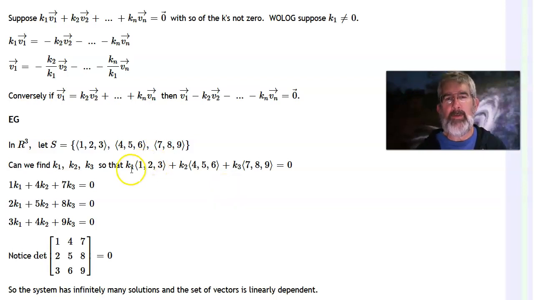So the first components would be 1 times k1 plus 4 times k2 plus 7 times k3. That has to be 0. Second components, 2 times k1 plus 5 times k2 plus 8 times k3. That's got to be 0. And third components, 3 times k1 plus 4 times k2 plus 9 times k3. That has to be 0. I now have a system of three linear equations and three unknowns, k1, k2, and k3.